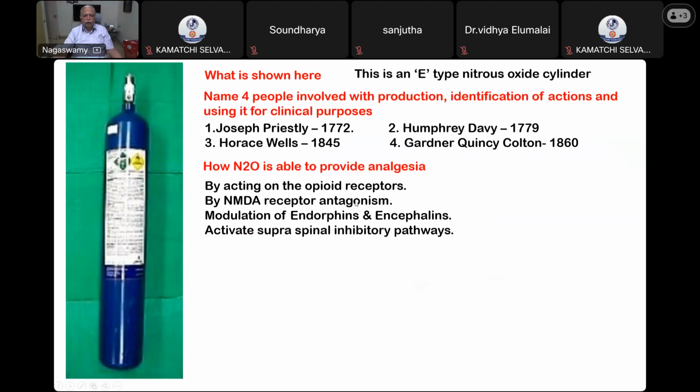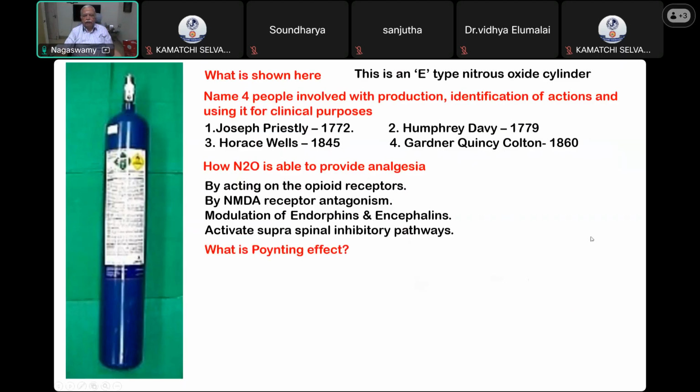Probably this is the reason why it was used as a laughing gas. It produces euphoria, and it was used as a party drug in those days. So the mechanism probably is through this. Just like your ketamine, it produces some hallucination and euphoria. And modulation of endorphins and enkephalins and activation of supraspinal inhibitory pathways.